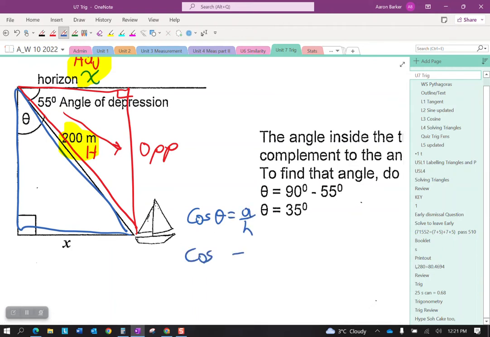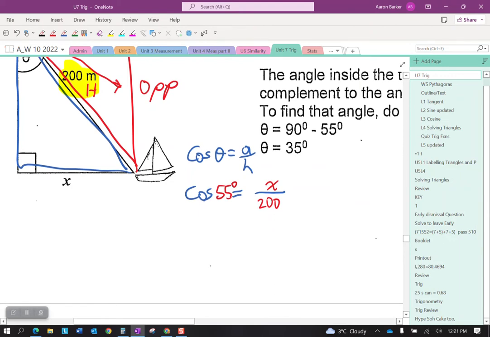And then you can fill in the blanks. Cos blank equals blank over blank. What should go in there for theta? 55 degrees. Write that in there. A is X and H is 200. Okay, so then we'll go and solve. Instead of dividing by 200, we bring it up and multiply. So cos 55 degrees times 200 equals X.